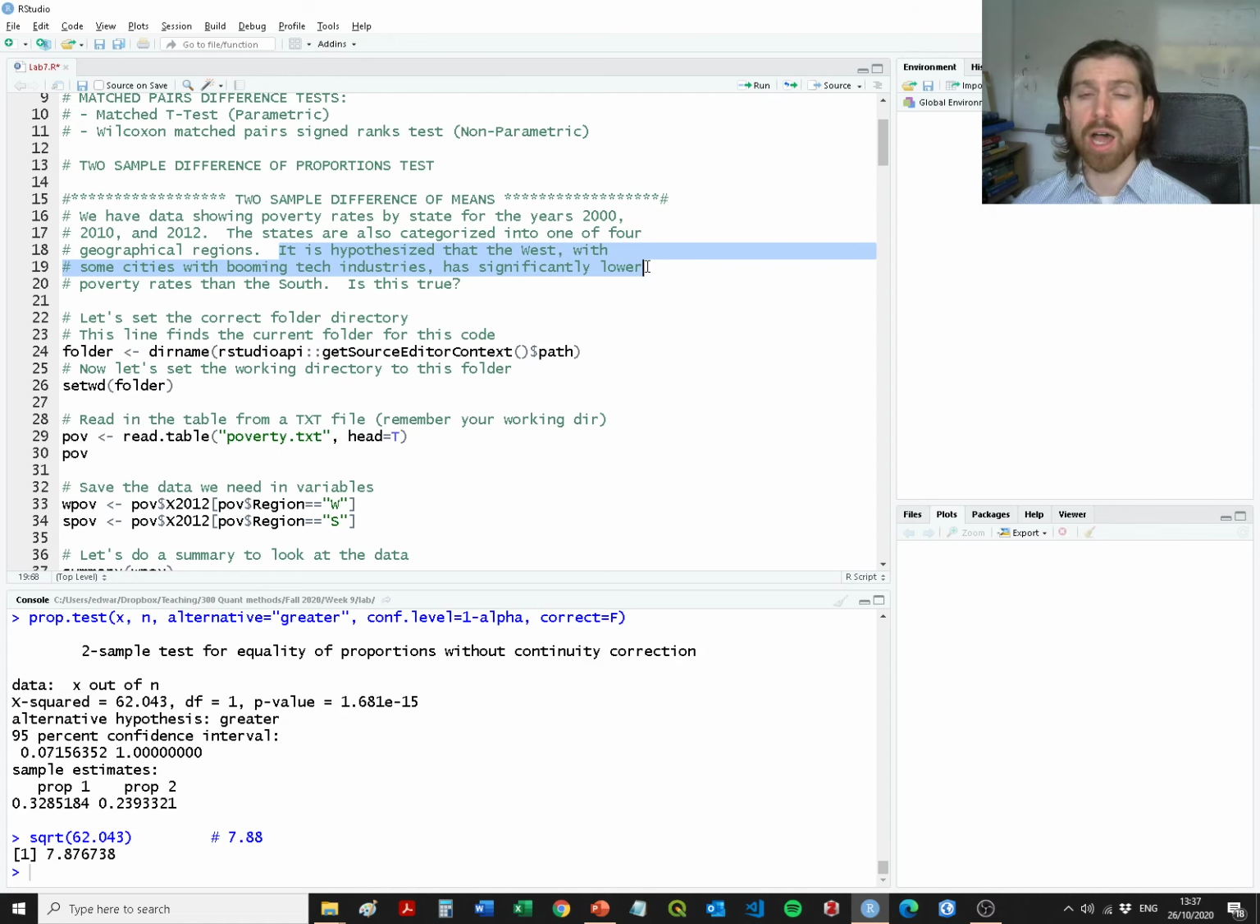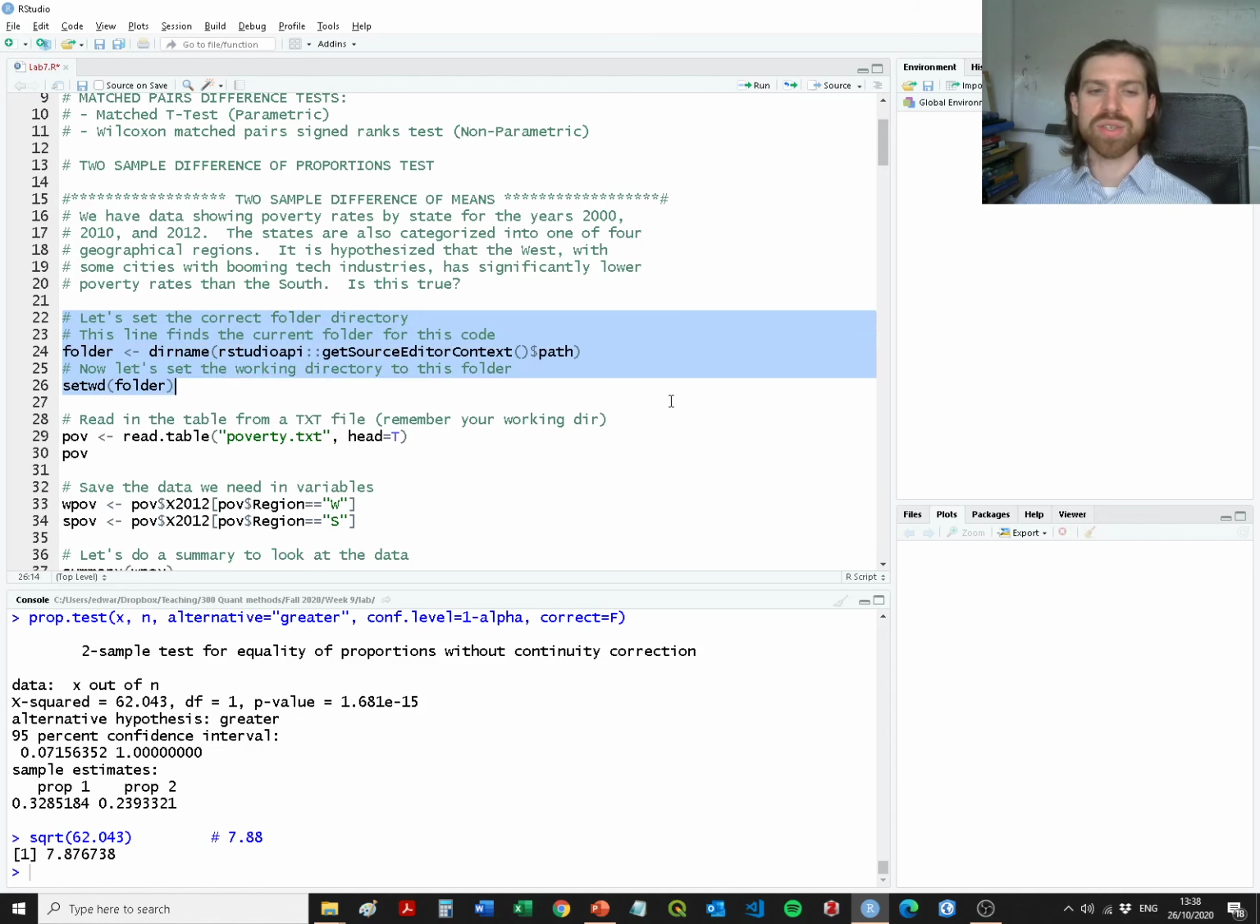So obviously our hypothesis there is one-sided. We think that the rates are essentially lower in the West, so we're going to be looking in the lower part of the tail of the distribution. So that's essentially what we want to go out and try and find.